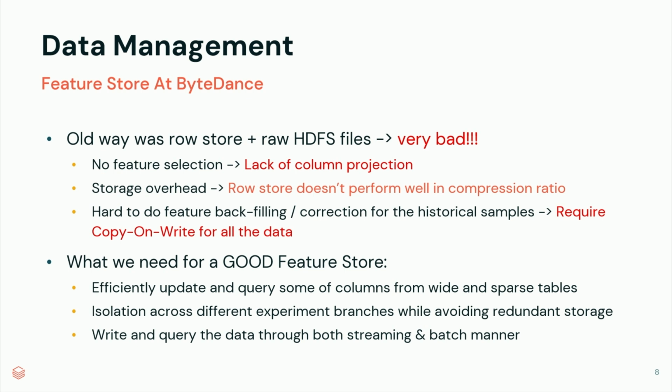So we summarized some points that we need for a good feature store. First, we should be able to perform update and query operations on just some of the columns. Second, the data should be versioned and could be accessed and modified independently without any storage cost. And finally, we should be able to write and read the data through both streaming and batch engines, such as Flink and Spark.